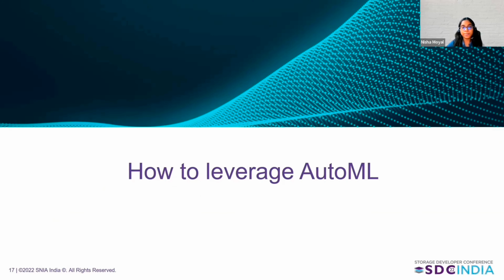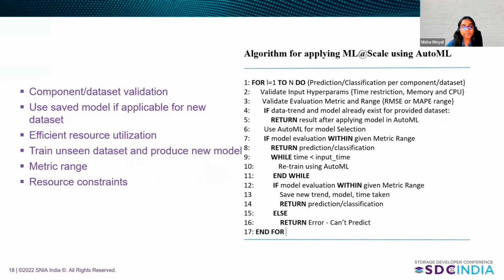Now, this brings us to the question of how to leverage AutoML in a storage system. Let me tell you. To leverage AutoML in our system, we can instruct it to train on data sets whenever needed, resulting in a customized model for a specific data set. This will eventually result in every system having its own model based on the data trend and the evaluation metric range. Inside a storage system, as you can see in the algorithm, the data set, resource restrictions, and evaluation metric will be provided, and we will be validating these.